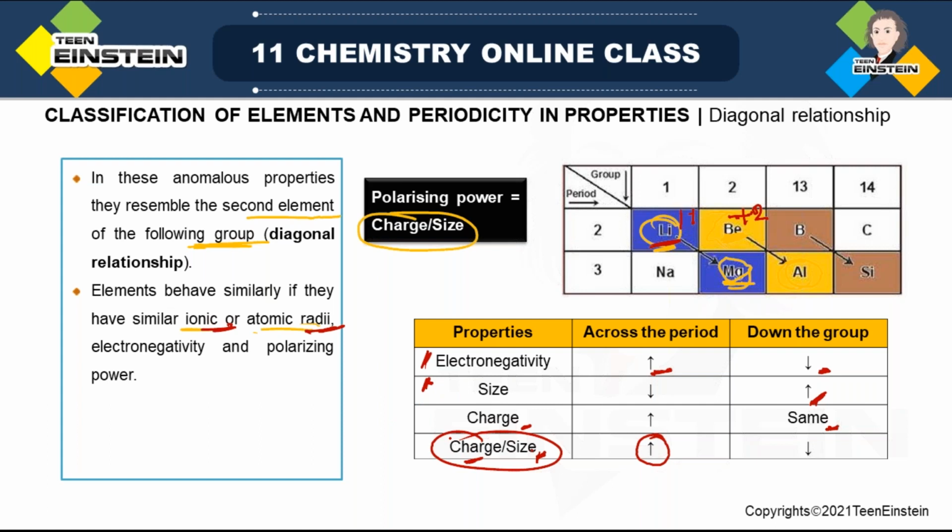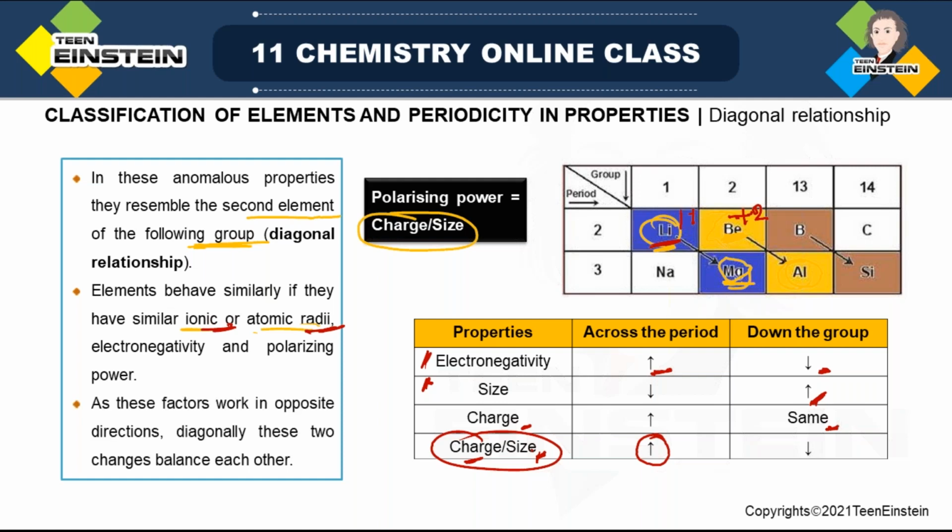So that is why we have all these properties, showing how they change across the period and down the group. Now you can see that mostly these factors work in opposite directions. Electronegativity increases across the period, then decreases down the group. Size decreases, then increases. So these factors are working in opposite directions. When you are moving in this direction, it is one type of change. When you are moving downward, it is another type of change. That means when you are moving in the diagonal direction, these two effects compensate each other.